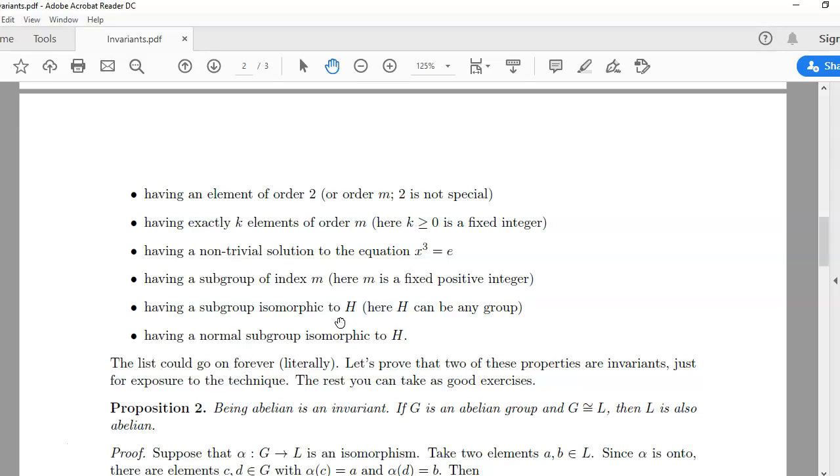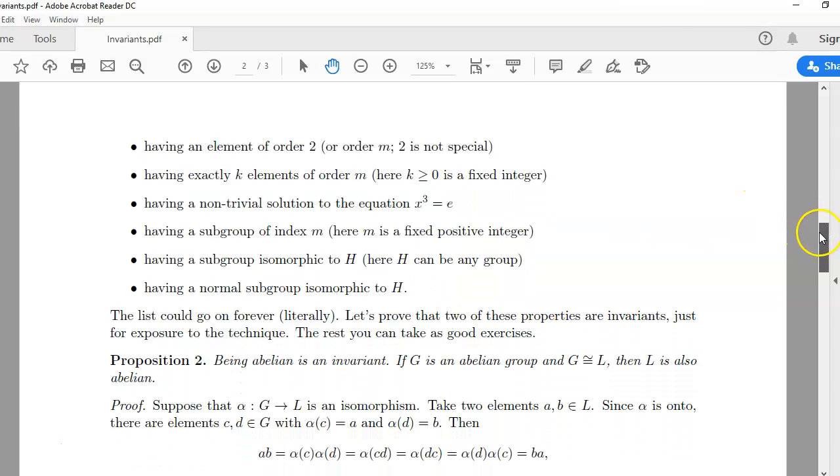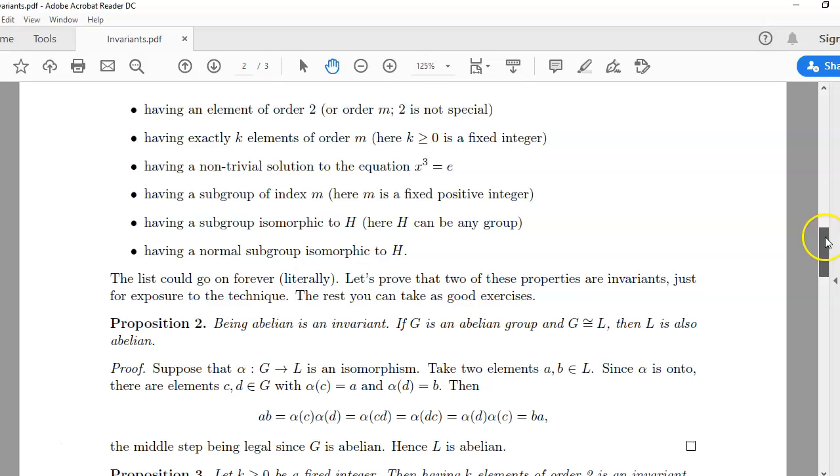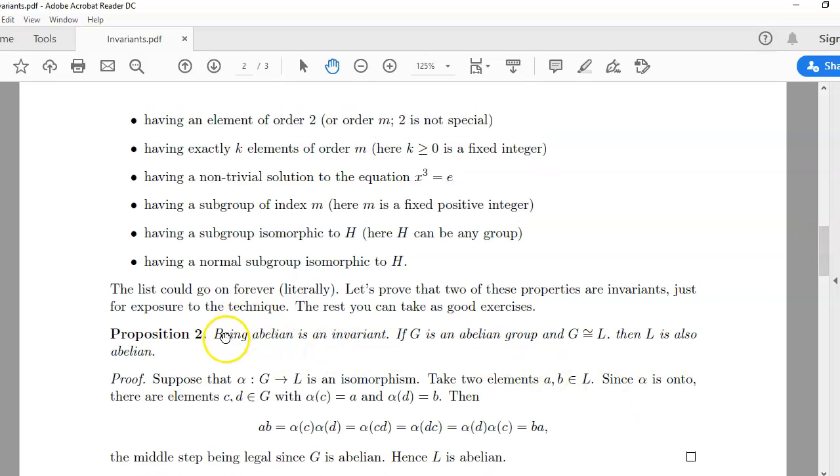Okay, so what I want to do is take 2 of these properties and argue that they are invariants. The rest of them you can take as good exercises. So the exercise is take an invariant like this one, having a subgroup of index m, for instance, and then prove that it's an invariant. Okay, so I think, beyond being cyclic, the best invariant property to understand the strategy for how you prove it is being abelian. So let's do that together.